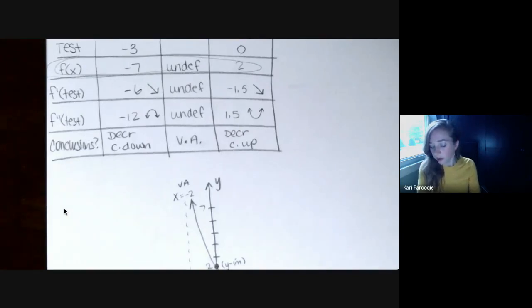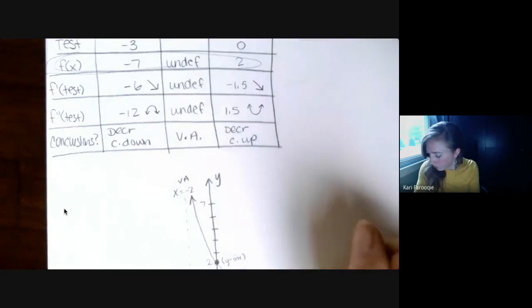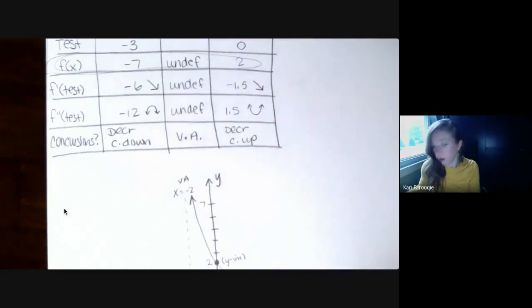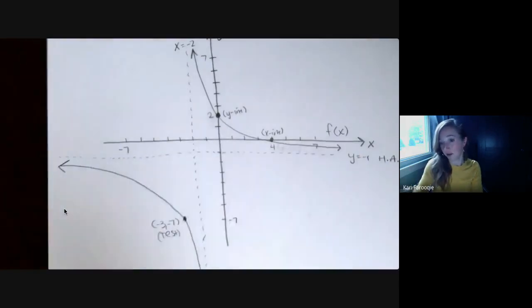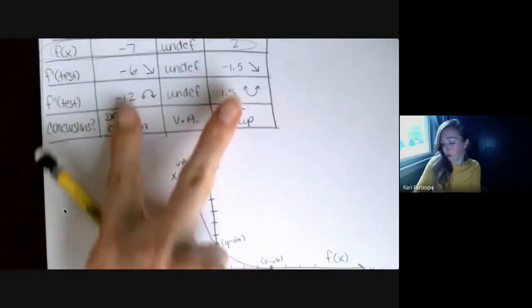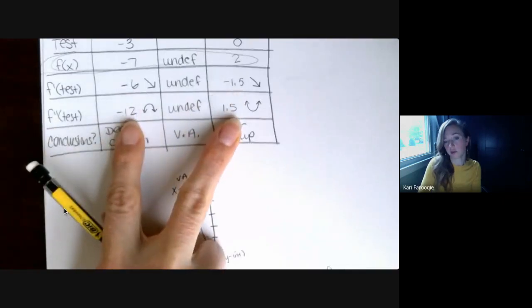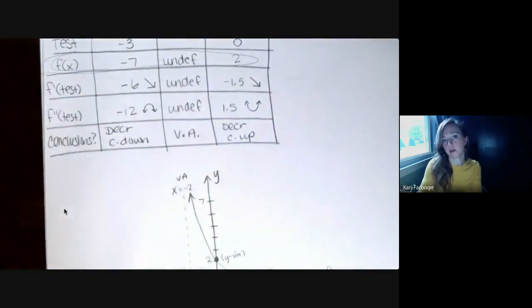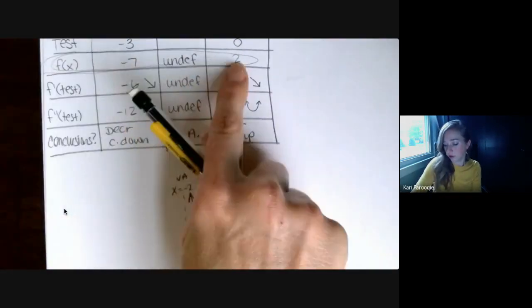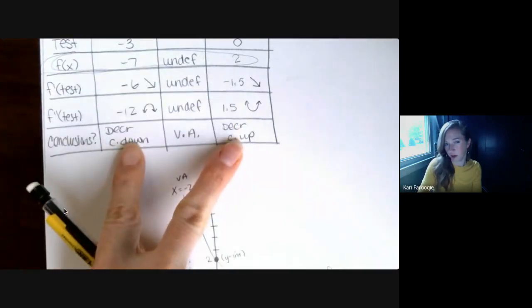The only ones that actually lie on your graph are these ones, because remember, this is the graph of f of x. This is the graph of f of x. If I was graphing f prime, then yeah, these points would be on it. If I was graphing f double prime, these points would be on it. But since I'm only graphing f, I'm only worried about plotting points that are in this row. These points are important just because they lead us to our conclusions.